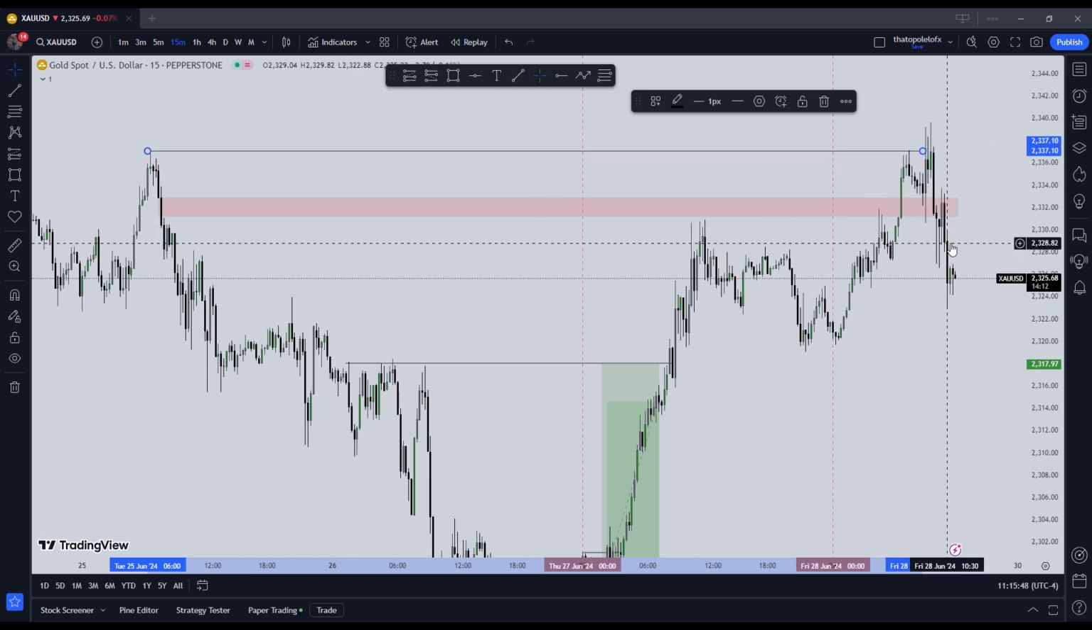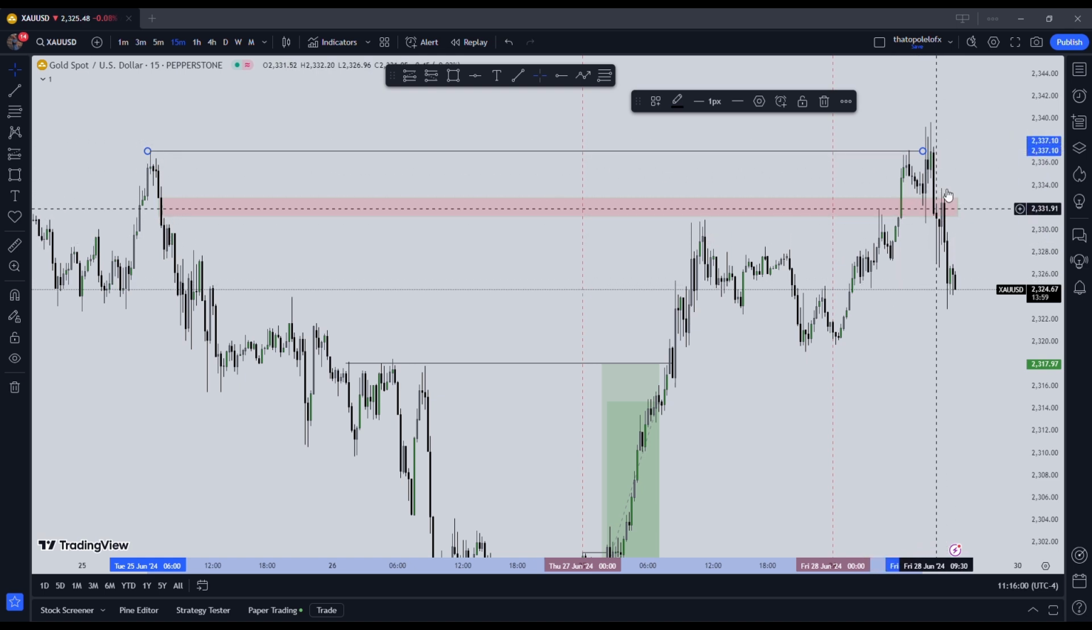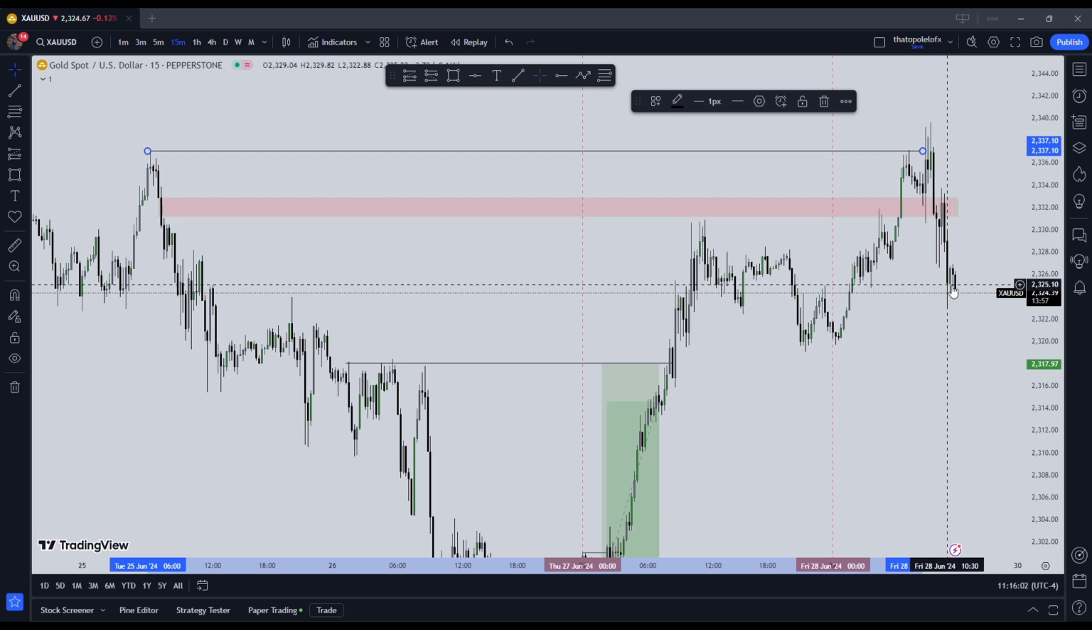That's why I look for price to take key lows or relatively equal lows or relatively equal highs or key highs for it to have some sort of significant move. So now I'm expecting to see a significant move down.